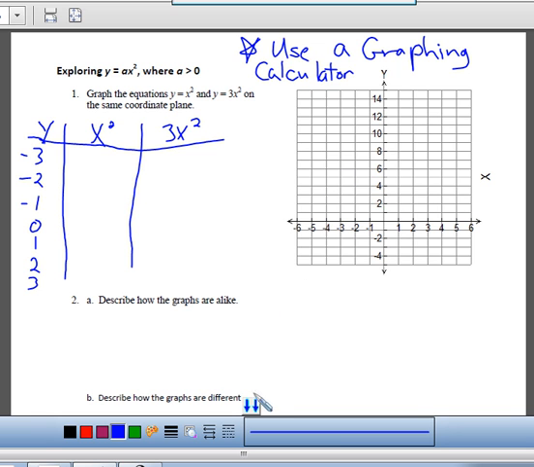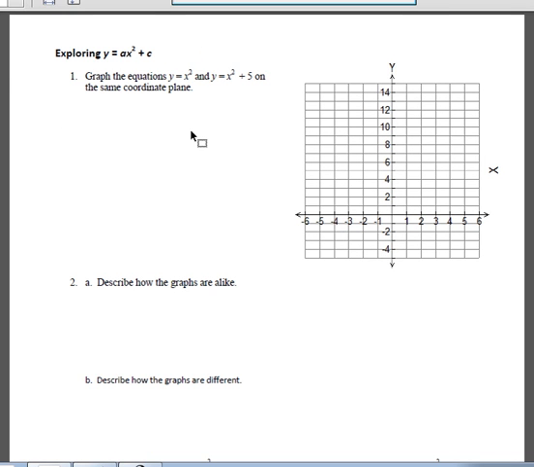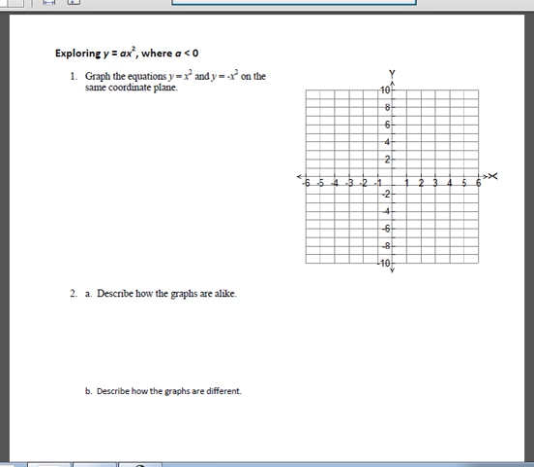Then you're going to answer the questions below. Describe how the graphs are alike. Describe how they're different. Then you're going to make a prediction about the graph y equals 1/3 x squared, and then you're going to graph it on this graph. Same thing over on page 4. You have some space. Sketch your table here. See what happens when we add a constant to the function. So you're going to be exploring and learning about these. And then, of course, on page 5, y equals x squared and y equals -x squared.